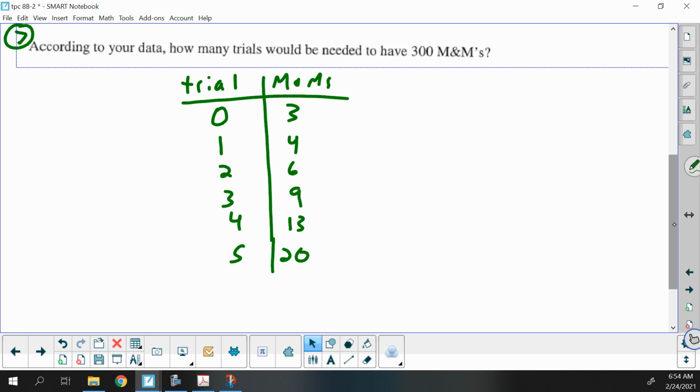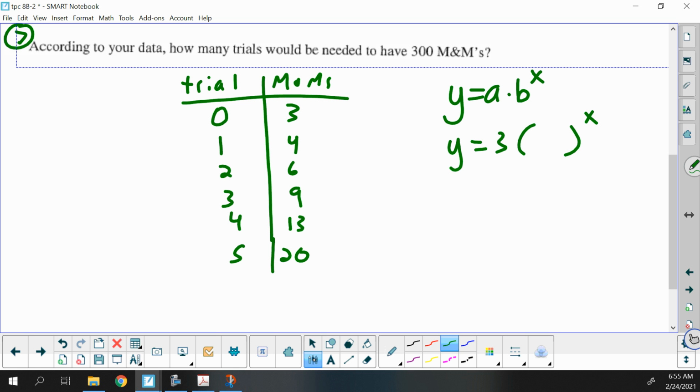So one thing to note is it's not going up by the same number of M&Ms every time. And hopefully you recognized this when you graphed it too, that it looks exponential. So we're going to be in the form y equals a times b to the x. Our starting value should be those 3 M&Ms, so we're going to have y equals 3 times something to the x.